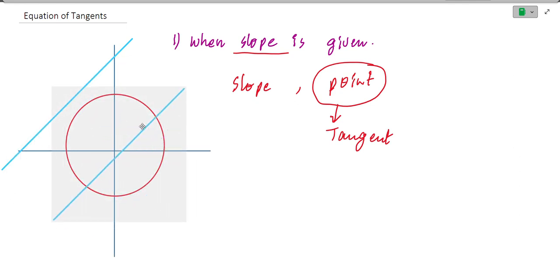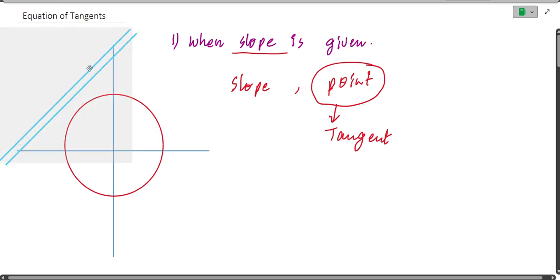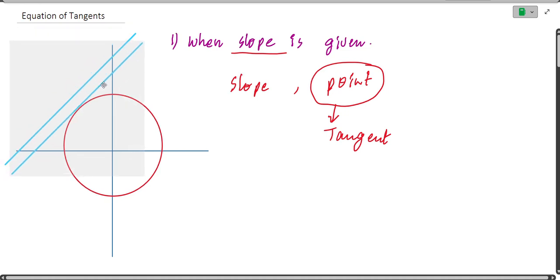So out of all these straight lines, exactly two straight lines, one at this place and another one at this place, will become tangent to the circle. So now we are going to find those two straight lines' equations. That is nothing but the equation of tangents to the given circle. So with a given slope, we can draw infinitely many straight lines, but out of all those straight lines, only two will be the tangents to the circle.